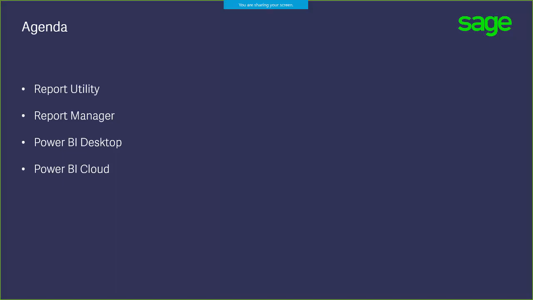So I'm going to show you the desktop report where we're going to create our sales commission report, and then show you how I'm going to publish it to the cloud, and then that will become available on my phone or on my iPad or tablet.